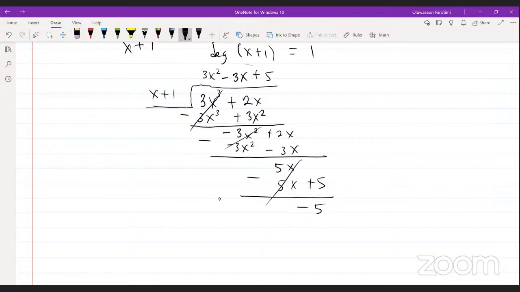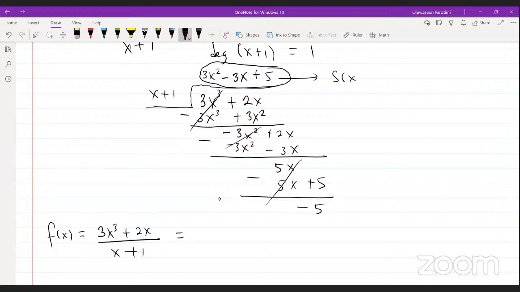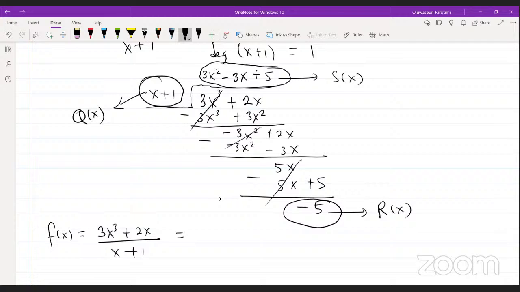So what does this mean, guys? It means my function f of x, which is given by 3x cubed plus 2x, all divided by x plus 1, can actually be written as, remember, what you have here is your quotient. So this guy is my s of x. This guy is my r of x. And this guy is actually my q of x. Okay, and it says you got to write it as s of x plus r of x over q of x, right?